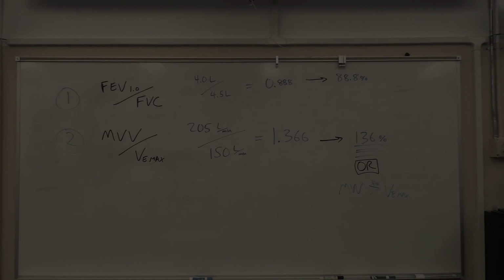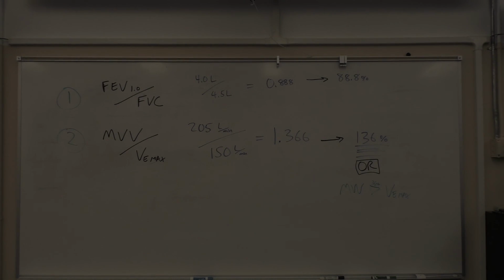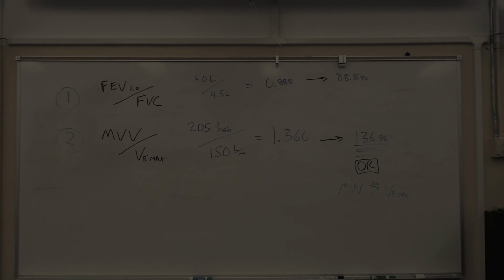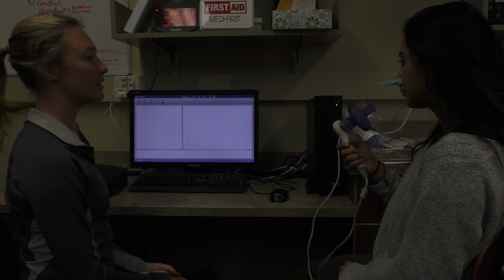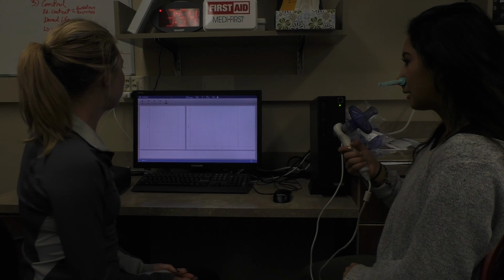Or said a different way, MVV was approximately 36% greater than VE max, which suggests directly that the lungs did not limit exercise performance. So that's a direct indication of whether pulmonary function is a limiting factor. Whereas FEV1 over FVC directly tells us there's an obstruction, and then indirectly tells us that the lungs may influence exercise performance.